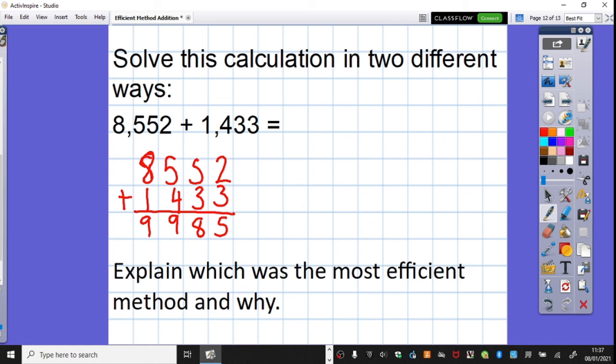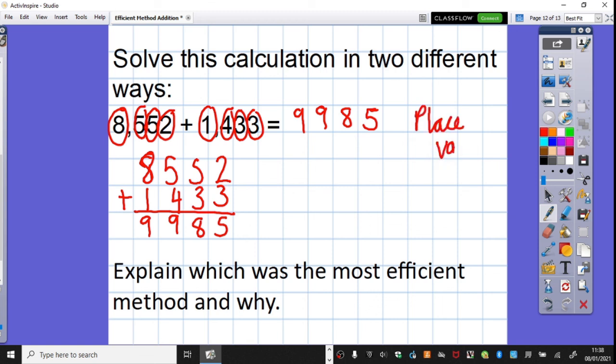And by doing that I can see possibly the other method I could have used was that place value knowledge, to see that my 8,000 and my 1,000 will give me 9,000, my 500 and my 400 will give me 900, and my 50 and my 30 will give me 80, and my 2 and my 3 will give me 5. And that's only going to work, that place value there, as long as there is no crossing of boundaries, which there wasn't. So those are my 2 examples.